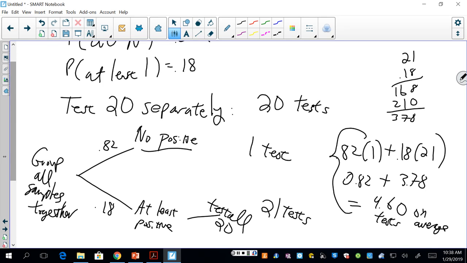Yeah, I have a question. Let's say for the group where you get at least one positive, if you were to split that in half and then test one of those halves, would the split still be 0.82 and 0.18? So let's say you tested them all, and there's at least one positive, right? Then if you split it into, say, 10 and 10, and test it, you're going to have to determine those probabilities again, right?